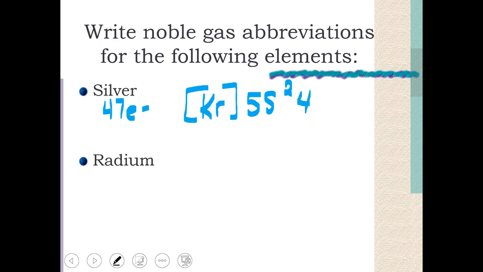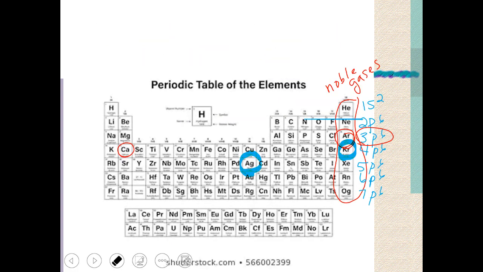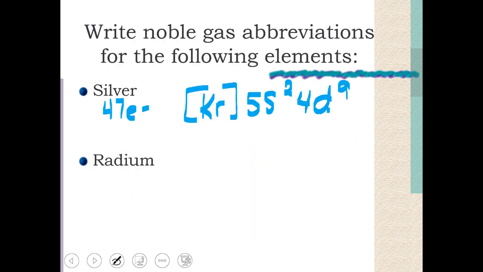5s2, 4d9. 11 electrons plus these 36, because remember krypton is 36 electrons, that gives you a total of 47. You look back over here. This is row 5. 5s2, 4d, and it's the 9th one over. And it corresponds.